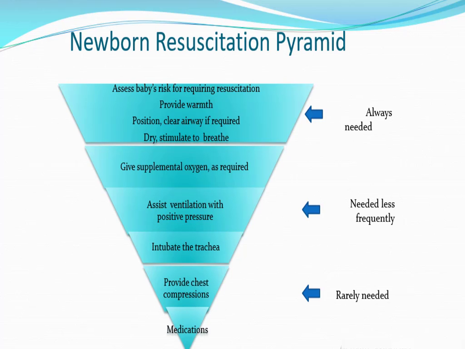So this is the pyramid of newborn resuscitation. We could see that we always need to assess the baby's risk for requiring resuscitation, provide warmth, positioning, clearing the airway if necessary, drying, and stimulating to breathe. We might need, less frequently, supplemental oxygen, assisted ventilation by positive pressure ventilation, and intubation, but rarely we need to provide chest compression and medications, including epinephrine and volume expanders.